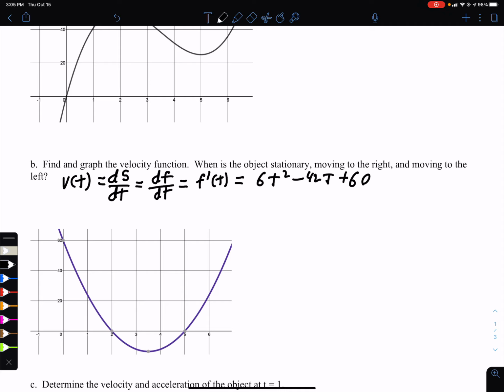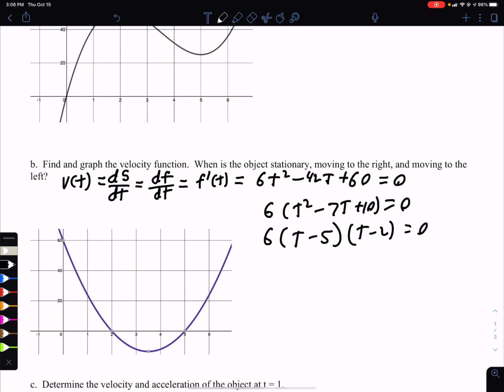Well, it's stationary when the velocity is 0. So we're going to set this velocity equal to 0, factor out the 6, and we're going to get that. This factors to t minus 5, t minus 2, so we get t equals 2 and 5. Those are the times where the velocity is 0. So that matches with our graph. If you look at our graph, right here at 2 and right here at 5, the velocity is 0. So that totally matches what we have on our graph.